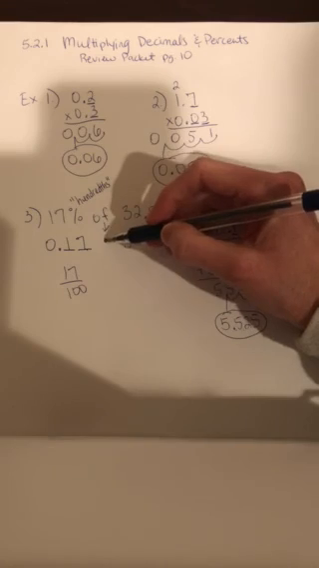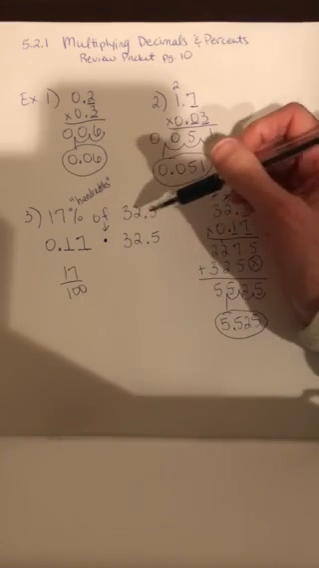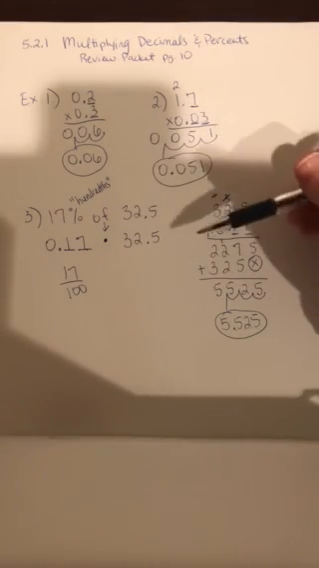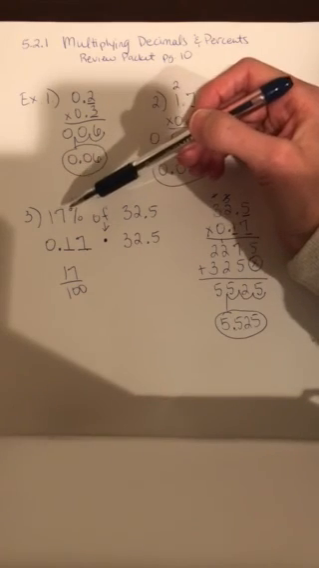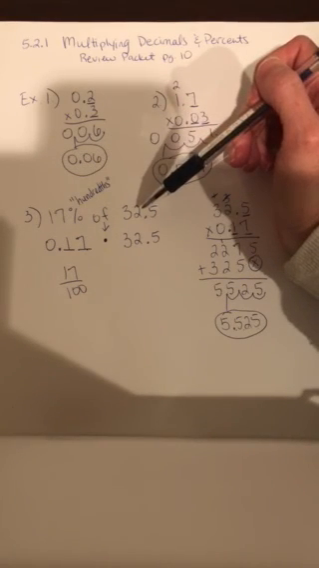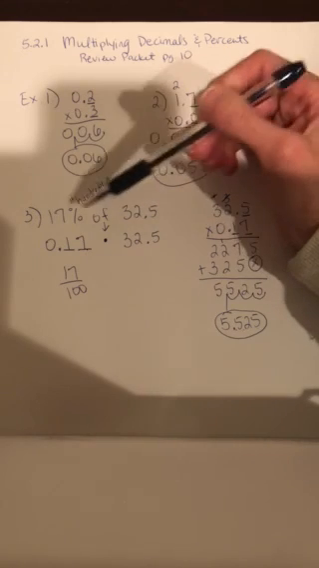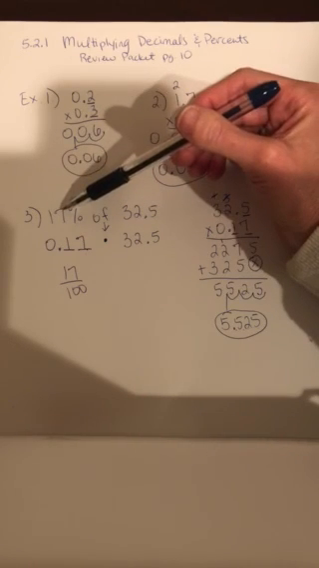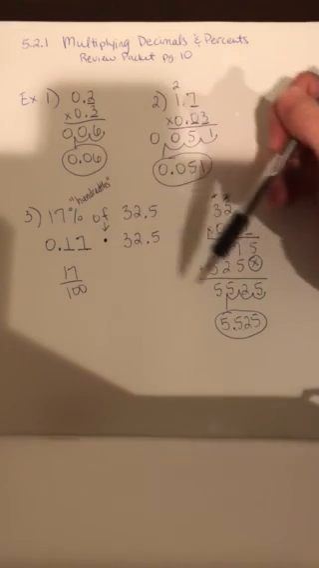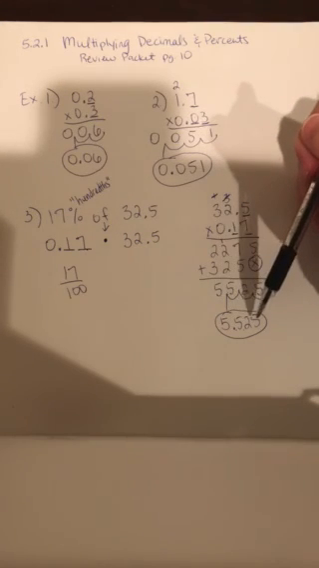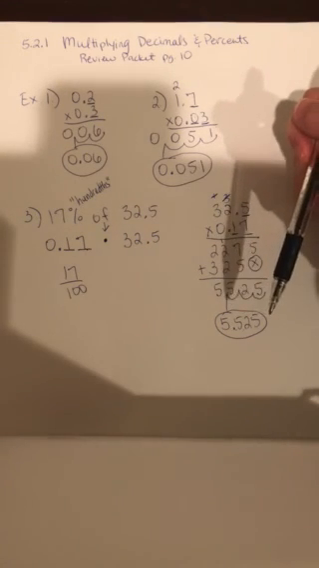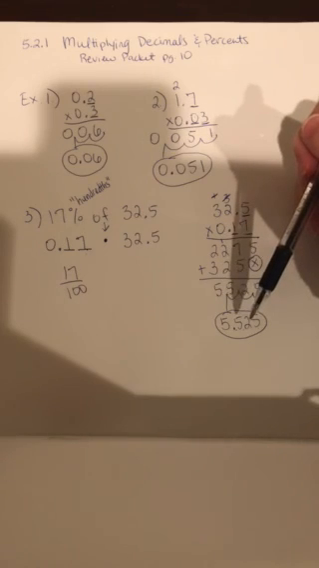Of means multiply. And then let's also make sure that this makes sense. 17% of 32 and a half. You know that's going to be less than 32 and a half, quite a bit less because it's 17%, right? Which is not close to 100%. So 5 and 525 thousandths, that makes sense to me. And I always want to make sure that my result makes sense.